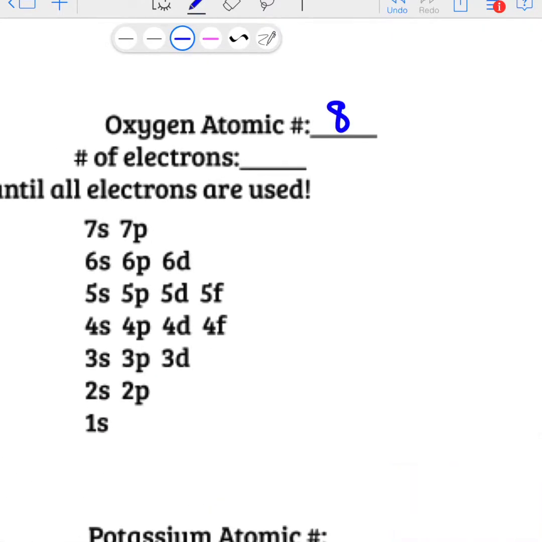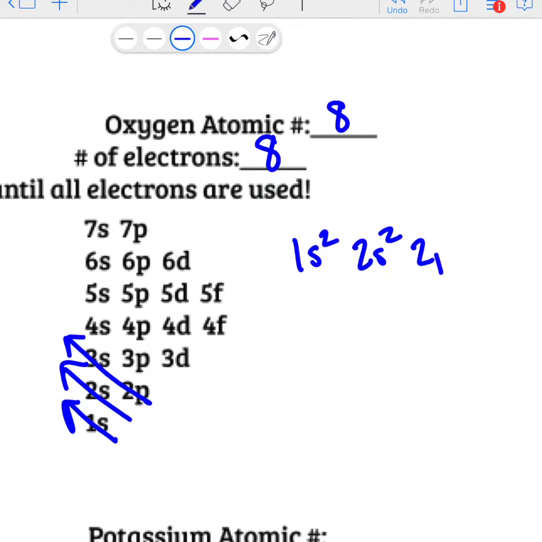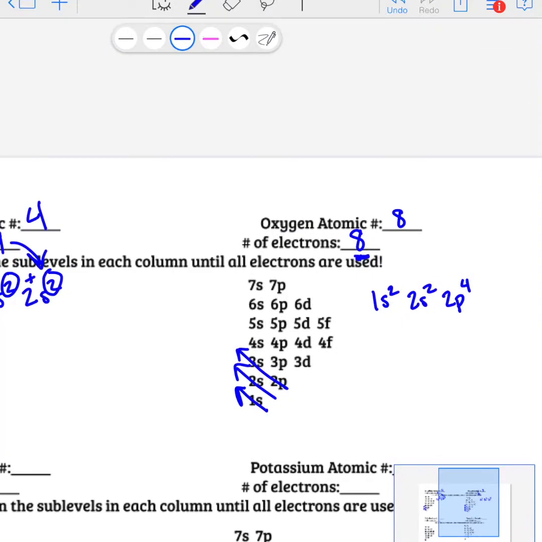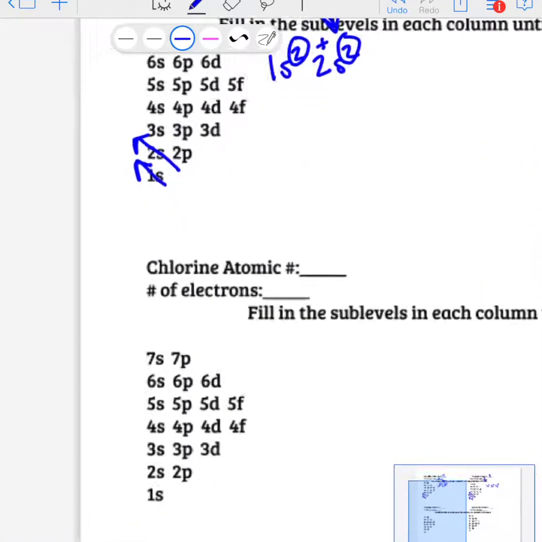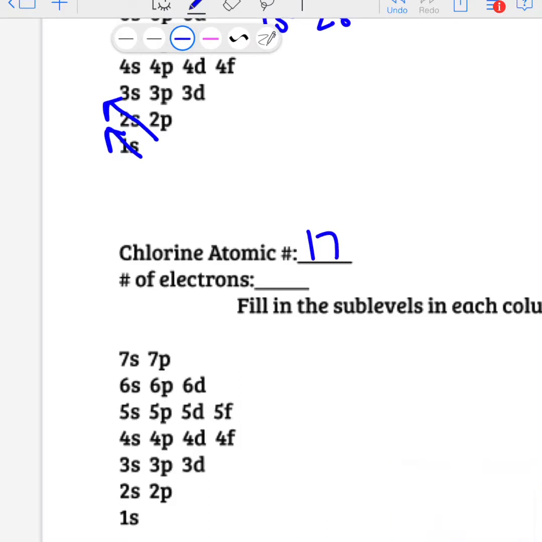My next one is oxygen. Oxygen has an atomic number of 8, so it has 8 electrons. So I can start here, 1s2, 2s2, so that's 4. I gotta keep going. So here's my next arrow, 2p. So remember the p sublevel can hold 6, but I only need 8 total. So to get this to add up to 8, I can put a 4 here. So 4 plus 2 plus 2 gives me 8. Again, this is like a roadmap to get to your element. It's telling us where those electrons are.